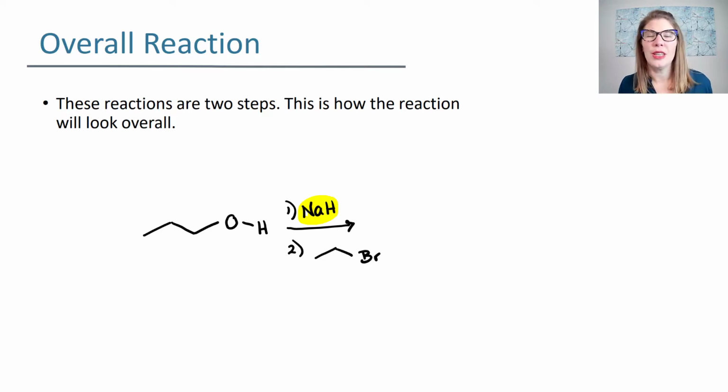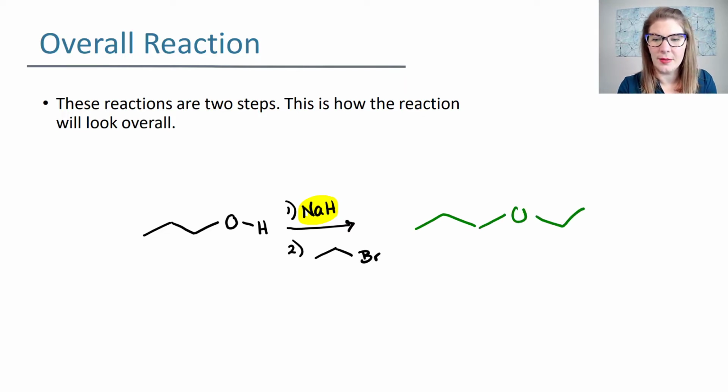So I'm purposefully using something that's stronger than hydroxide or another OR minus. Remember that sodium is just going to be your counter ion. It's a spectator ion. It's not involved in the reaction. Then in your second step, you're going to add your alkyl halide. Overall, your final product is going to be that ether that looks like this.